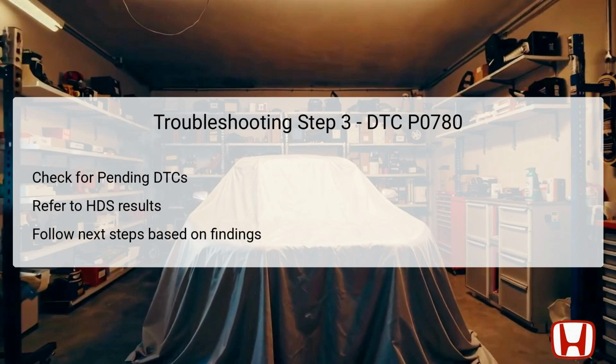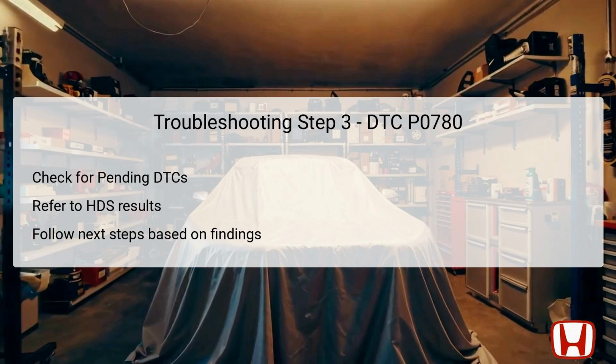The final step in this troubleshooting sequence for DTC P0780 is to check for any pending or confirmed DTCs that may accompany the initial code. Use the Honda Diagnostic System, HDS, to review the diagnostic results thoroughly. This is an important step since DTC P0780 is often linked to other transmission-related codes like P1898 and P1899, which indicate issues with specific pressure control valves.